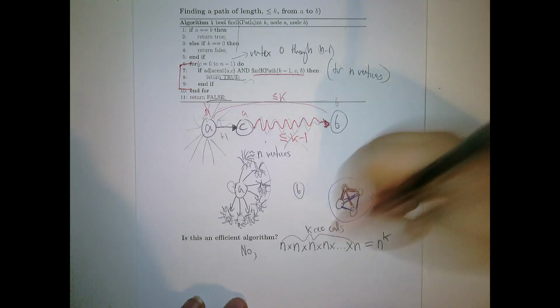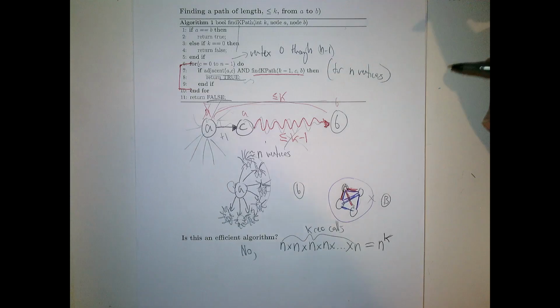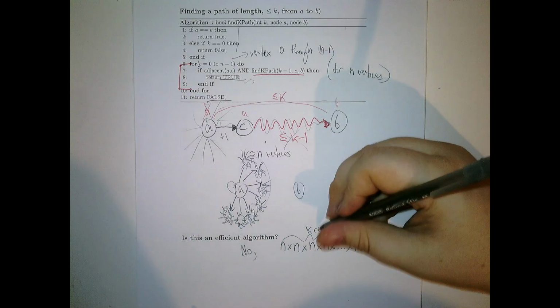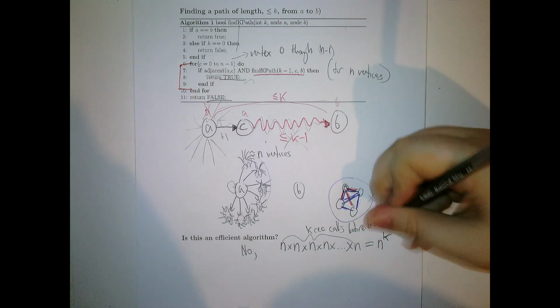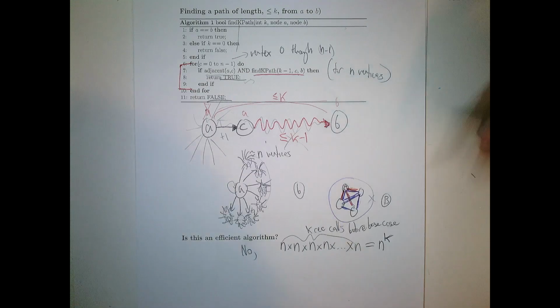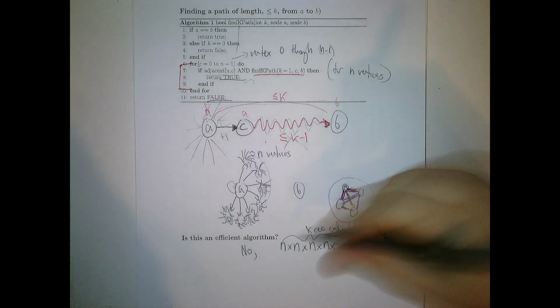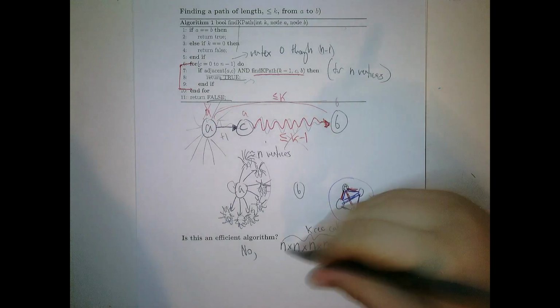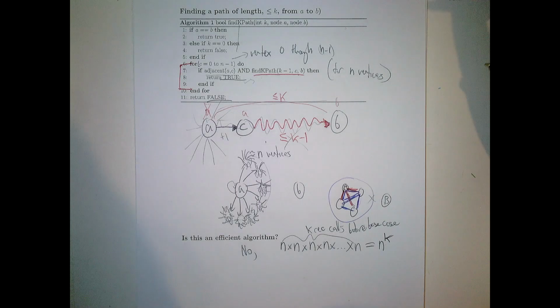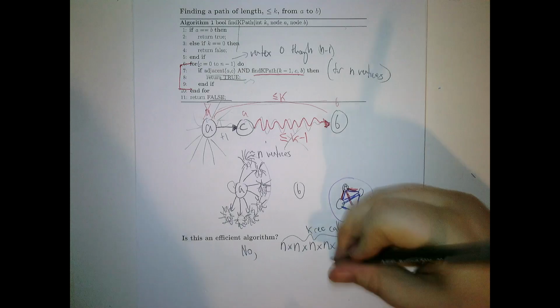And what this gives us is n to the k recursive calls. We have k recursive calls before we hit a base case, and then each of those levels of recursive calls could branch by a factor of n. So that gives us n to the k.